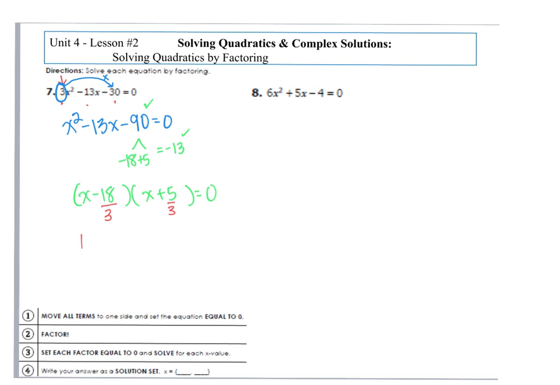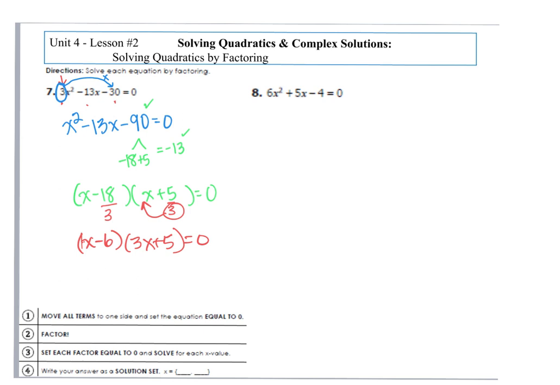Negative 18 divided by 3, we have x minus 6. Okay, 18 divided by 3 is 6. And then 5/3 doesn't simplify, so we say bottoms up. So this one is 3x plus 5. And I will show a shortcut with this here in a minute.